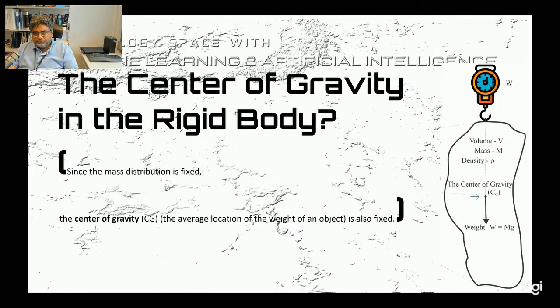So let's define the concept of the center of gravity of this rigid body. The center of gravity can be defined as the average location of the weight of an object. As you can see, the center of gravity is denoted by Cg in this figure. Therefore, the weight force is applied downwards from that specific point. Since the mass distribution is fixed in this rigid body, the center of gravity is also fixed for that rigid body.